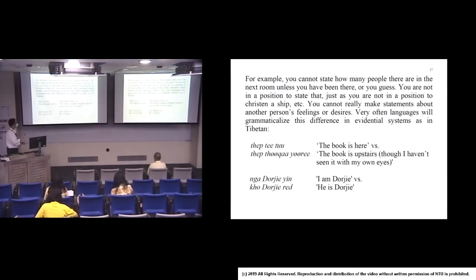So like here, na doji yin, ko doji, doji rei. And the same thing if there's a book, like the book is here, tep te du, tep teoka yuri. The book is upstairs, though I haven't seen it with my eyes. So the difference between seeing the book and not seeing the book, you have to mark that, because these are the felicity conditions on your statements. It's very much that you have the authority, because you've seen the thing, you have the authority to make a direct statement about it. But if you haven't seen it, then you can only give either an inferential, they have different marking for inferential or hearsay or other things.